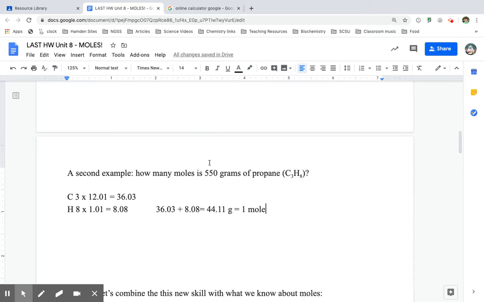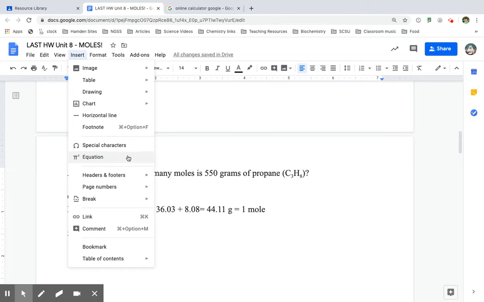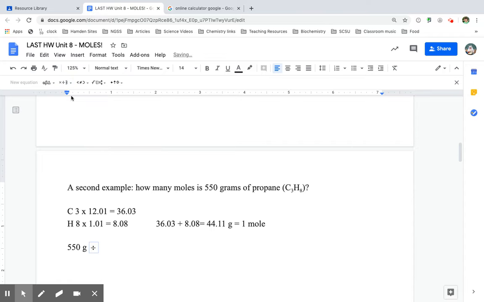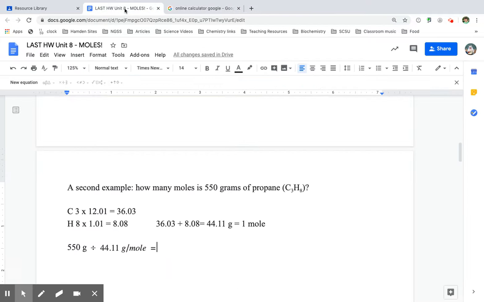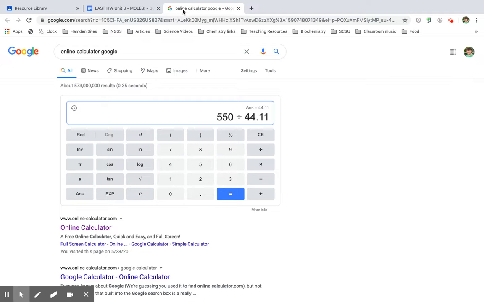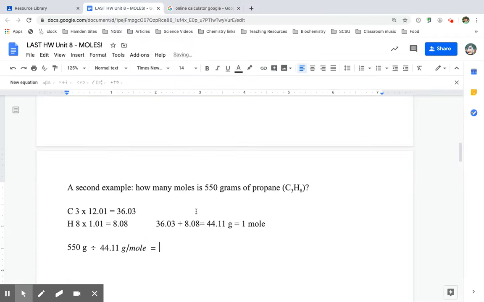Okay, we had to do that first. Now we're going to take these 500 grams and divide it by 44.11 grams per mole. All right, let's figure out what we get: 500 divided by 44.11, and we get 12.46. I'm going to round that to 12.5 moles.